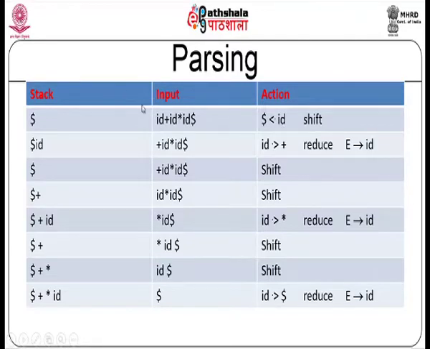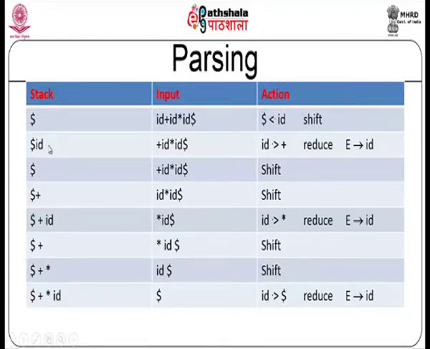Then I compare ID and plus. ID has greater precedence over plus. Therefore, I have to reduce this by E produces ID. This is actually an ambiguous grammar: E plus E, E star E, E produces ID. I can also use this with reference to the unambiguous grammar representation, where I have to change my precedence table accordingly. So, I reduce.